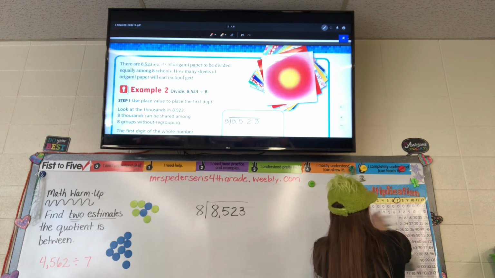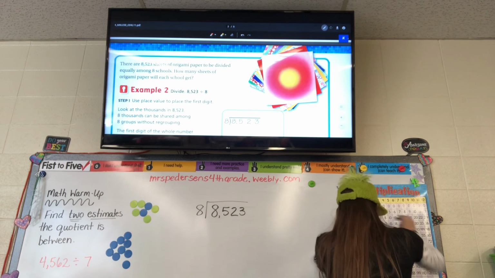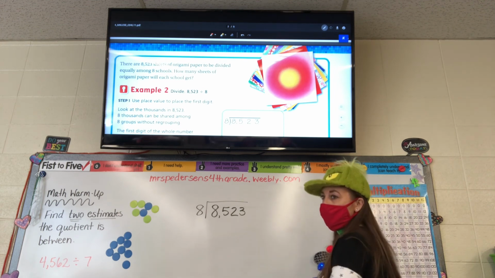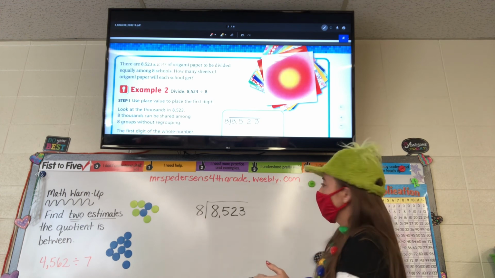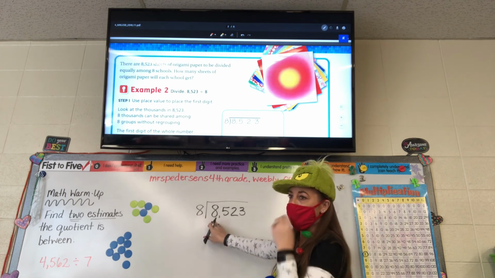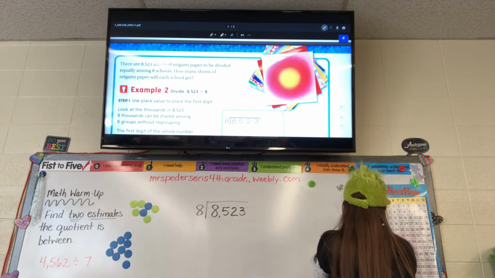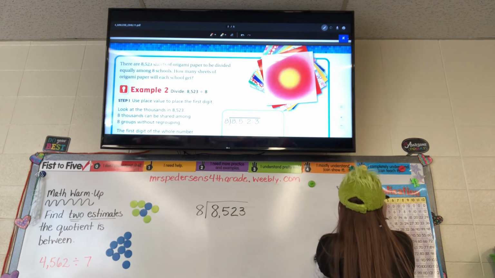So what row are we going to use for this problem? The 8 row, right? What are we going to look for on the 8 row first? 8. We go to the first number in our problem, okay? And we're going to look for 8, and then we circle it, go up.